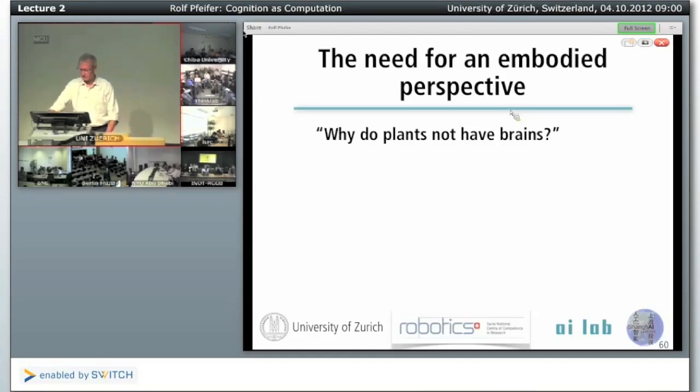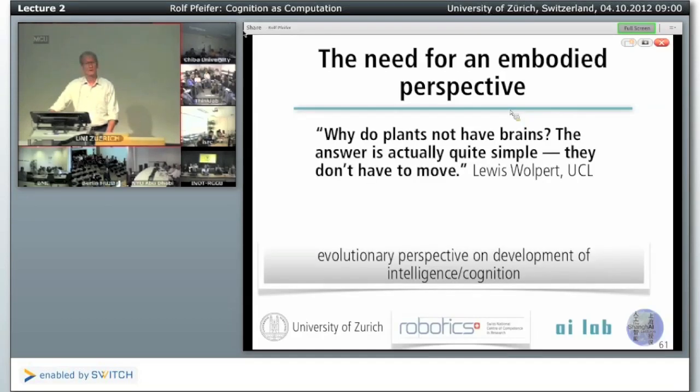And then he says, well, the answer is actually quite simple. They don't have to move. So in this view, the evolutionary selectionist pressure on the development of the brain, the nervous system, has come from the need to interact with the real world, to move in the real world, to survive in the real world. And what's interesting is the only way we have to interact with the real world is through our own body. It's the only way. And in this interaction, what we now call intelligence or thinking or cognition has evolved over millions and millions of years.